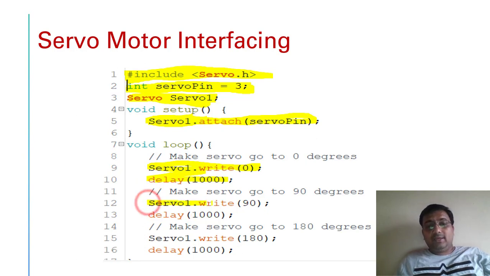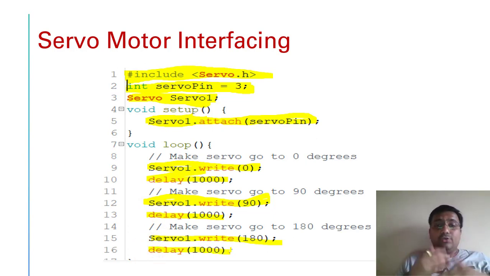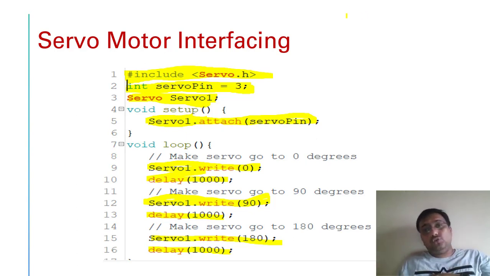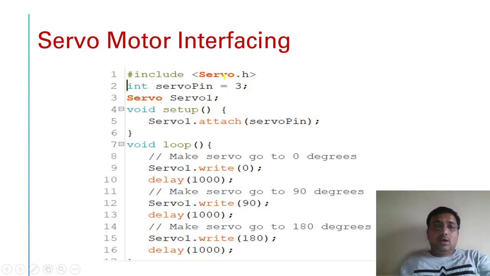Again servo1.write(90), so it writes a 90 degree angle. Again delay for 1 second. Servo1.write(180), so it rotates to 180 degrees. Again delay for 1 second. So like this you are going to rotate the servo motor based on the angle. This angle to pulses calculation is done in this particular header file, Servo.h. Okay, so this is about servo motor interfacing with Arduino.